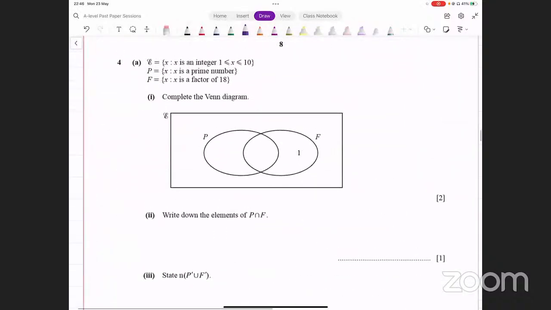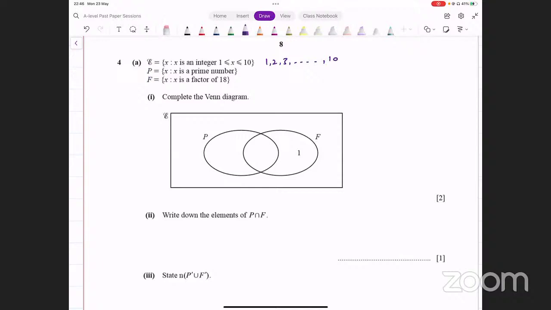So now we've got sets. We've got a universal set given which says x is an integer between 1 and 10. So basically ये क्या हो जाएगा? It's 1, 2, 3 all the way up to number 10. The set P is defined as a prime number.